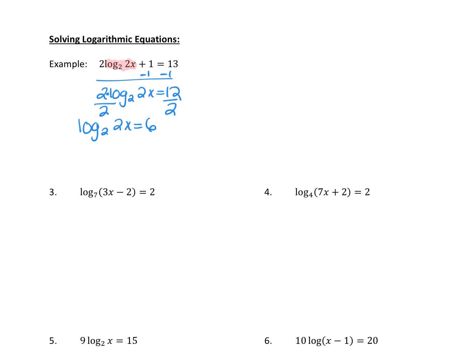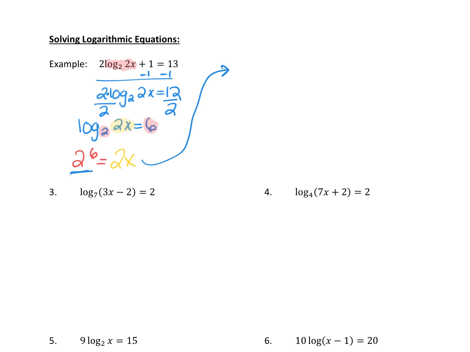Now, I'm going to do the opposite of what we did when we were solving exponential equations. We went from exponentials to logs. Now I'm going to go from logs to exponents. So I'm going to take the base, which is 2, raise it to a power of 6, and then set it equal to the argument, which is 2x. And now I'm going to solve this.